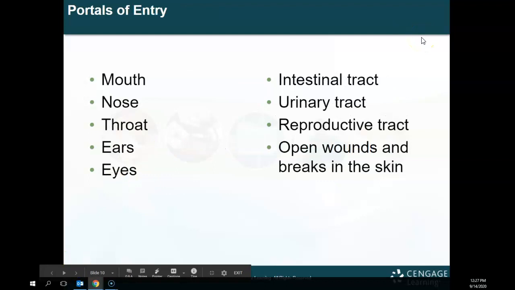Okay, so portals of entry. Your mouth is a portal of entry. Your nose is a portal of entry. Your throat is a portal of entry. Your eyes and your ears are portals of entry. Your intestinal tract is a portal of entry. Even though you have to go through a bunch of other things to get to it, it's still a portal of entry. Your urinary tract is a portal of entry. Your reproductive tract is a portal of entry, and any open wounds and or breaks in the skin are portals of entry. Any questions on that?